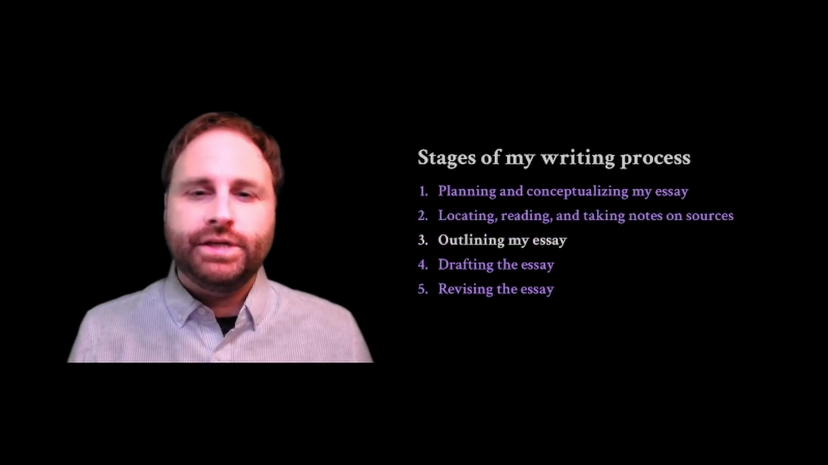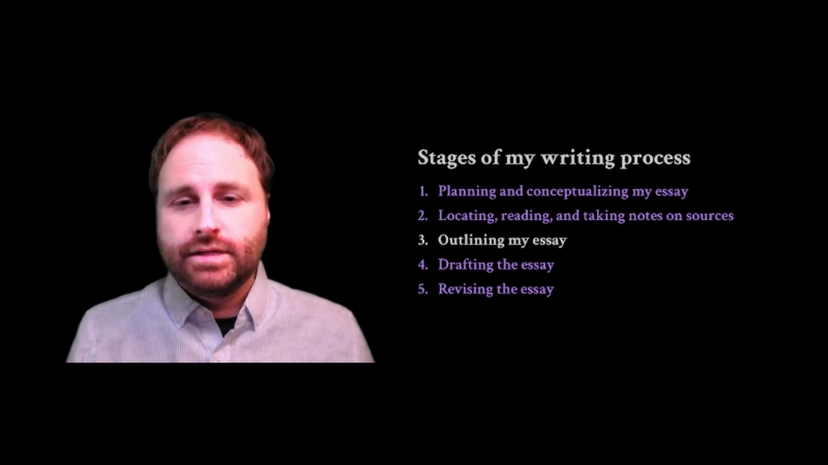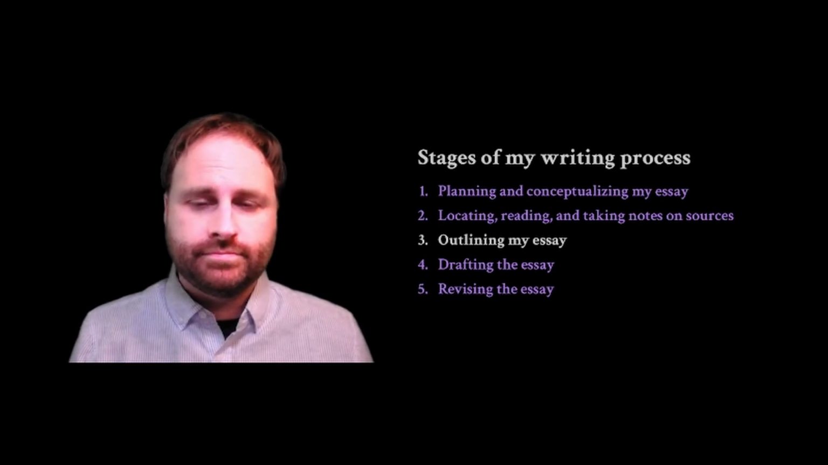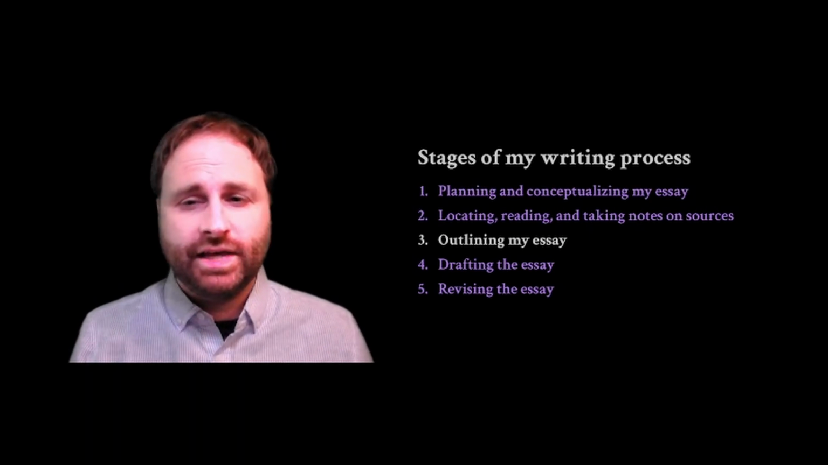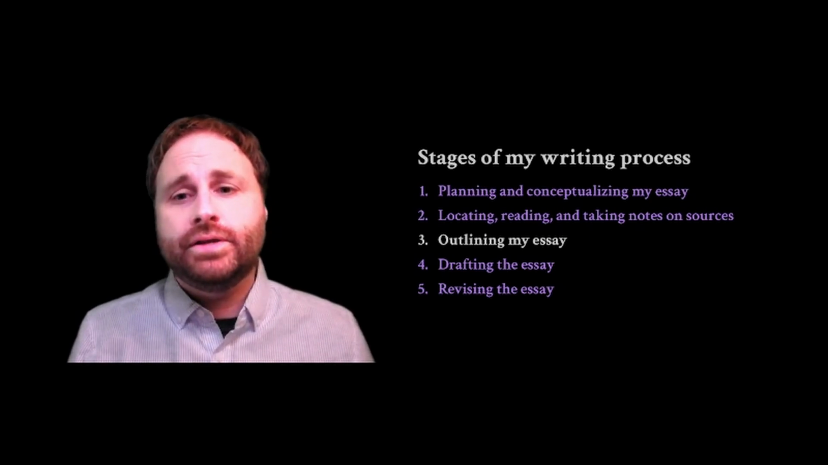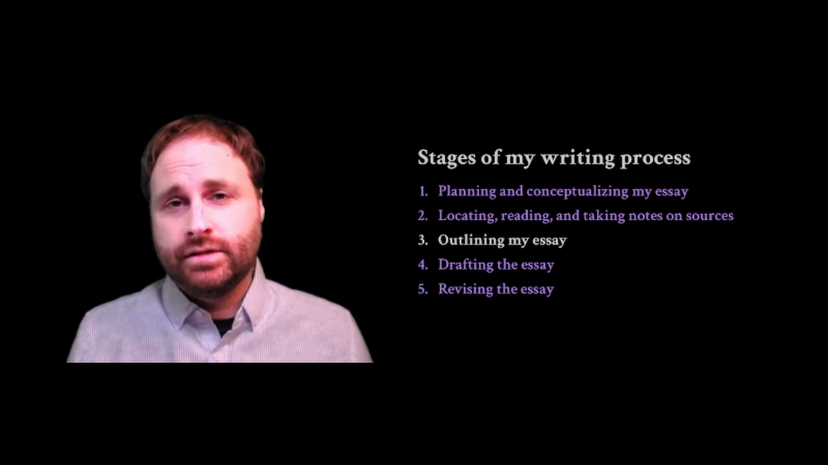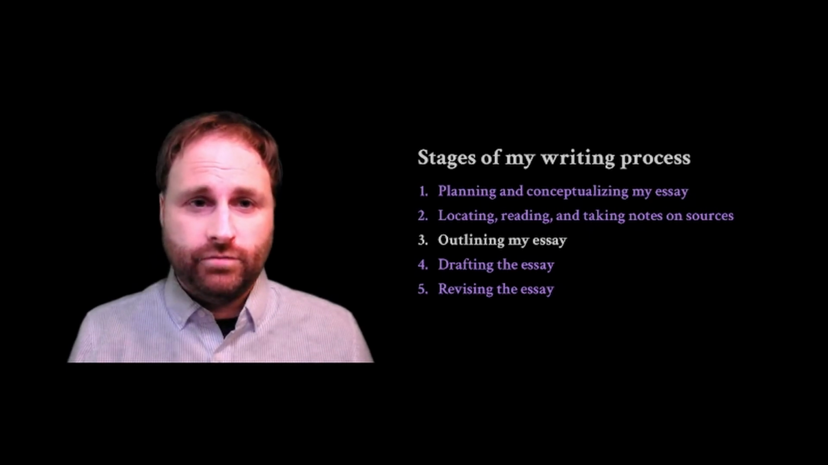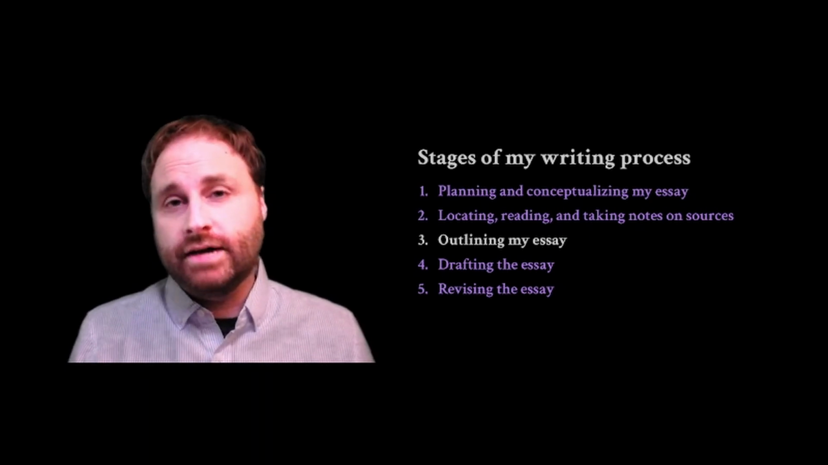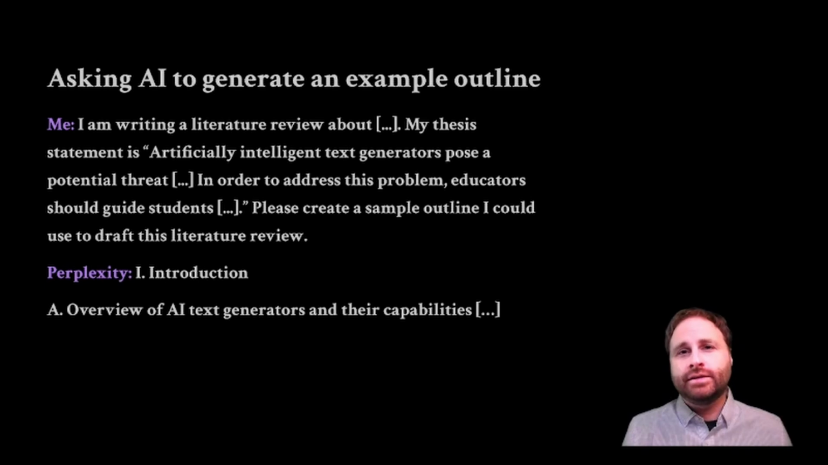After I finished reading and taking notes on my sources, I began the next stage of my process, outlining my literature review. At this point, I once again asked AI text generators to suggest an outline for my paper, but now I had more information about how I wanted to structure my essay, including a thesis statement. So I was able to provide more specific information for the text generator to help me create an outline. I once again used the artificially intelligent text generator Perplexity. Here is what I wrote to it.